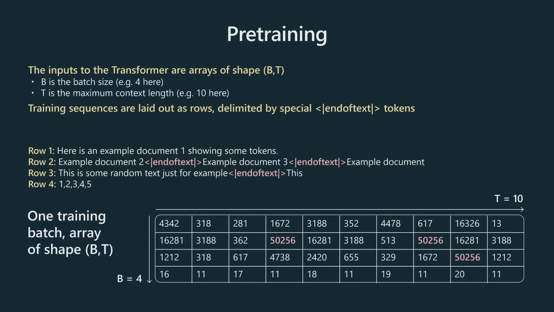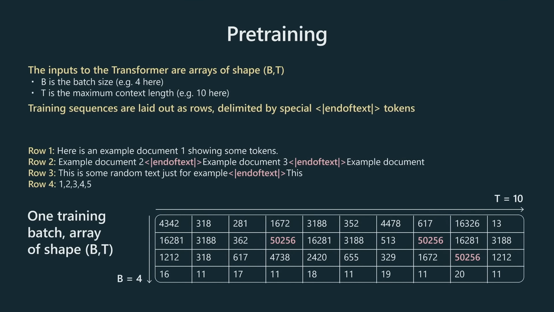Now, when we're actually pre-training, what happens? Roughly speaking, we are going to take our tokens and lay them out into data batches. So we have these arrays that will feed into the transformer, and these arrays are B, the batch size, and these are all independent examples stacked up in rows, by T, T being the maximum context length.